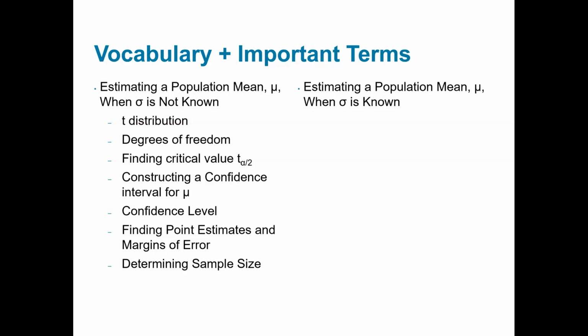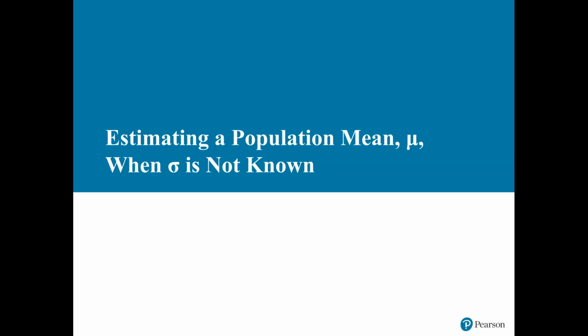And so two things are going to be happening. We're going to estimate when we don't know sigma and when we do know sigma. And we're going to be introducing the t-distribution. So again, this is estimating a population mu when sigma is not known.